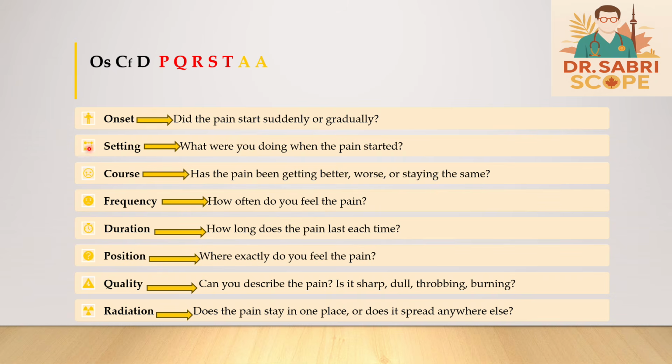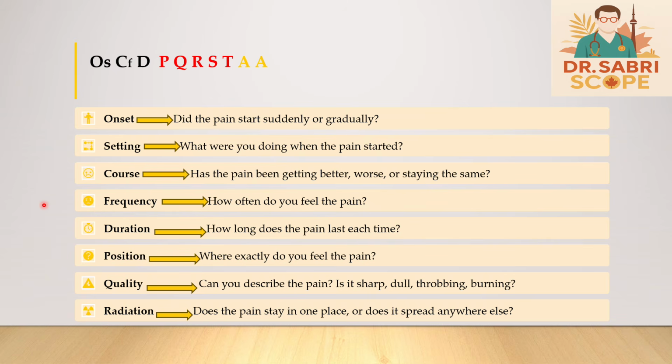After that, we should also ask about the setting, which will help us determine what the patient was doing when the pain started. Maybe the patient was lifting heavy objects, so it's very important to ask about the setting when the pain started. Also, it's very important to ask about the course, like is the pain getting better, worse, or staying the same.